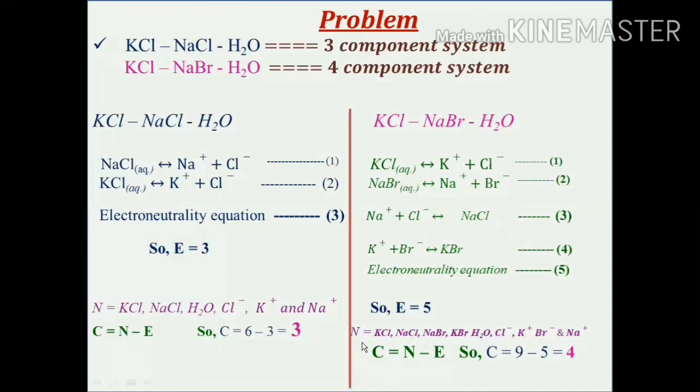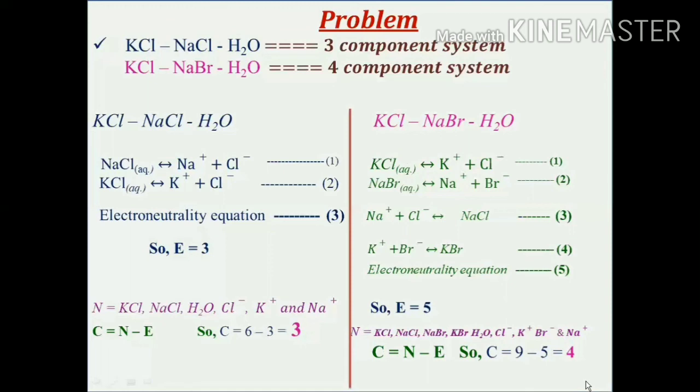Imagine you have a beaker, and I have just given you KCl and then NaBr and then water in it. And from those 3 compounds, you now have 9 species in your beaker. Okay, so the value of n comes out to be 9. E was already taken as 5. So what do I get for the number of components? As 4. Hence, KCl, NaBr, and H2O form a 4 component system.